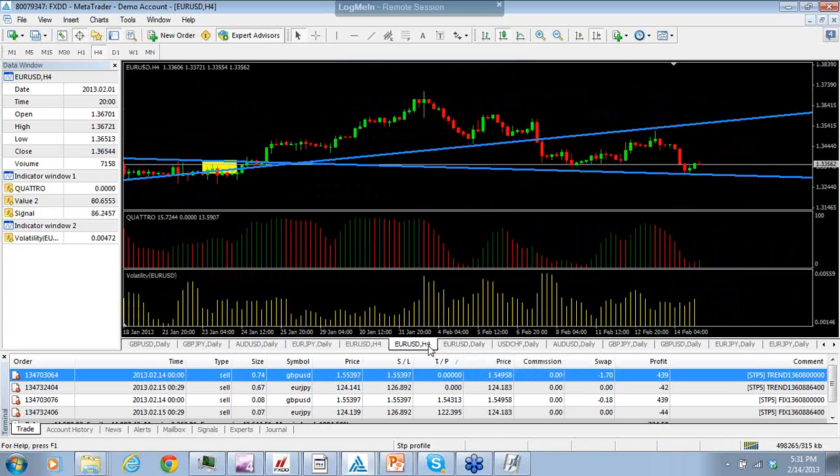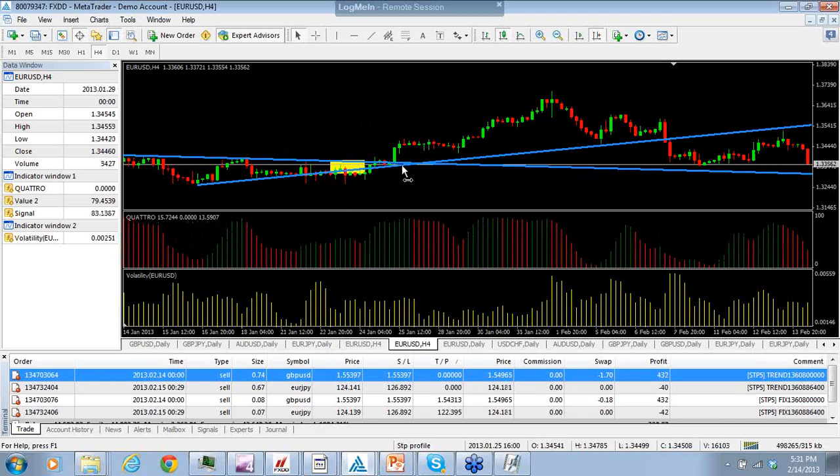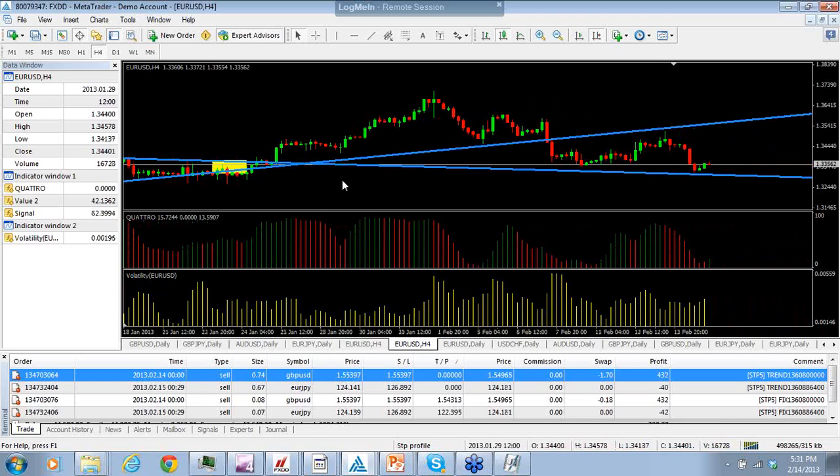Let me hurry up and get through this. All right, so we drew areas of support and resistance here on our FxEdge Quattro. We had a very nice sell. We were able to take some profit. We had a buy that also worked out in our benefit. It was here. Okay, hit our first take profit.